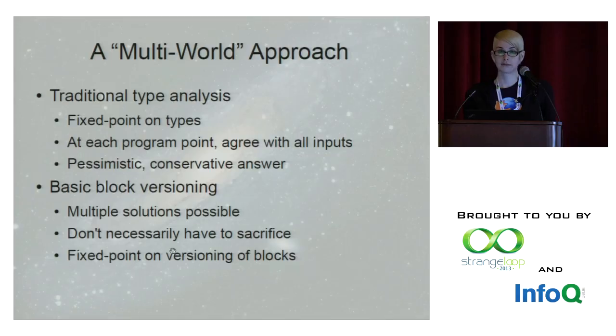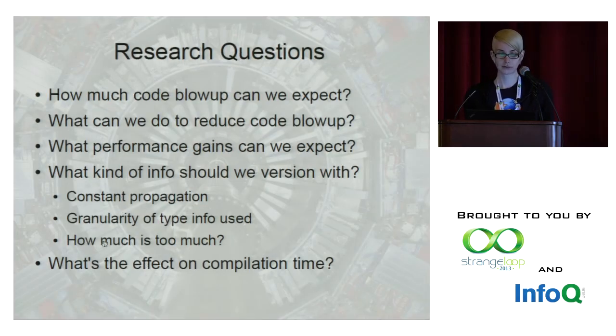So basically, this is shifting the fixed point to the versioning of code blocks instead of doing a fixed point on the types. There are a lot of interesting research questions about this, like how much code blow-up we can expect, what kind of performance gains, and what the effective compilation time is. We've already implemented a simple version of basic block versioning inside of Higgs, and I can say that the answers to this so far are pretty encouraging. There isn't much code blow-up. It doesn't slow compilation time by a lot, and it does reduce the number of type tests significantly.